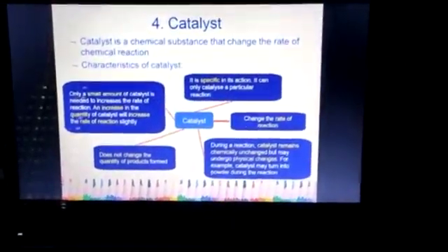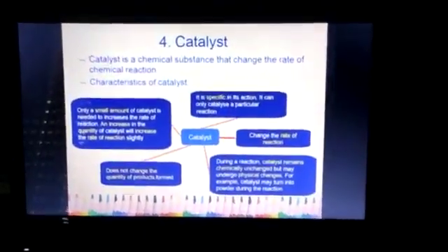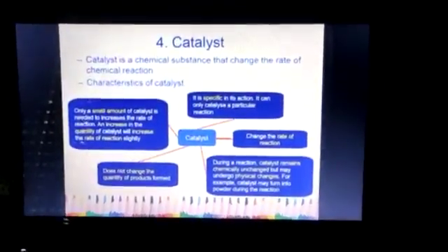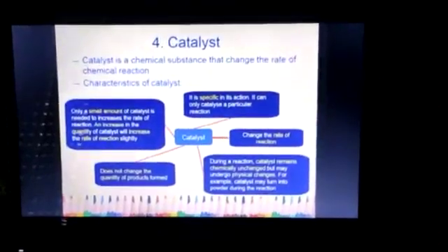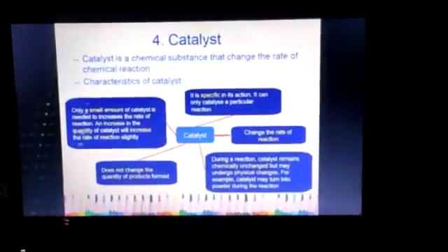Catalyst. A catalyst is a chemical substance that changes the rate of a chemical reaction. The characteristics of the catalyst: It is specific in its action. It can only catalyze a particular reaction. It changes the rate of reaction.